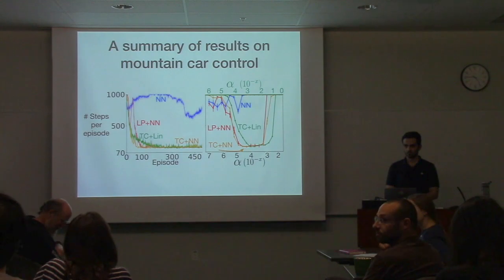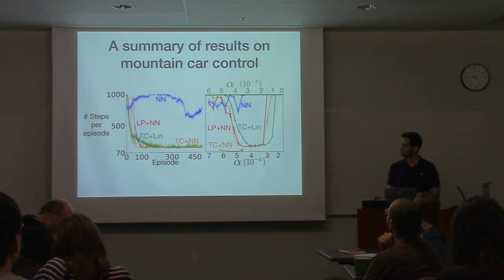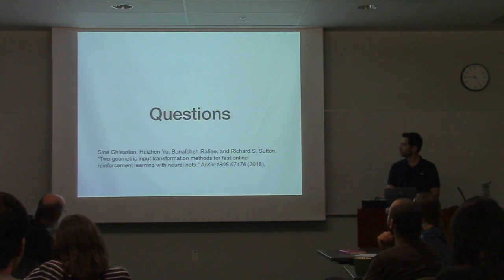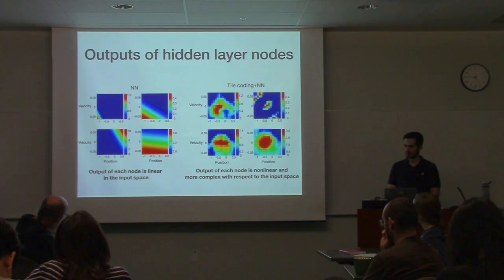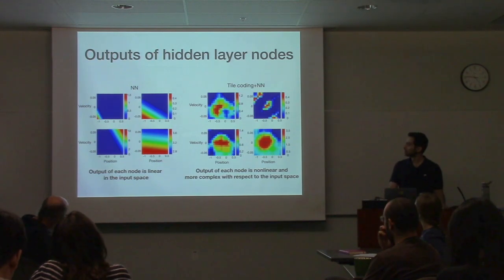Can you go back to the last results with the heat map? Sure. I find this a little bit unfair, because with the tile coding and the neural net, you have these two layers of nonlinearity between the input and the layer. I'd be interested to see a comparison with a 2-layer neural net, for this and also for the other results, but this comparison in particular.